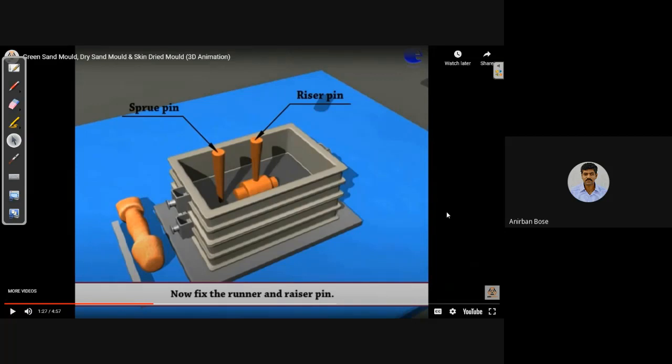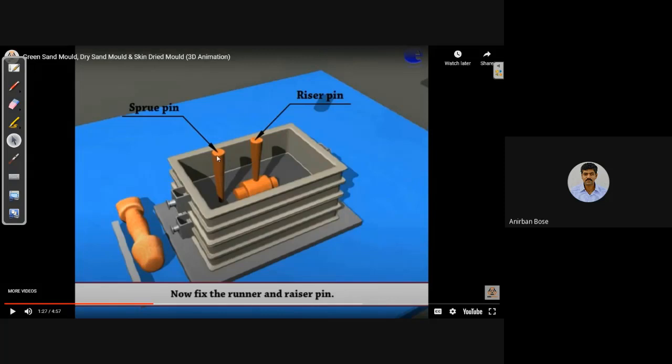Different flasks are used, one at the bottom and another at the top. The bottom flask is called the drag, and the top flask is called the cope. In the cope part at the top, you observe that along with that piece of pattern, two different pins are inserted.